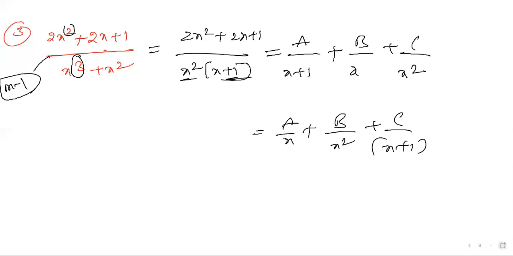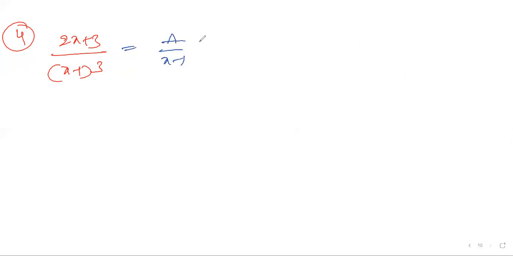Fourth one: 2x plus 3 by x minus 1 whole cube. What can you write here? You can write a by x minus 1, b by x minus 1 whole square, and c by x minus 1 whole cube.